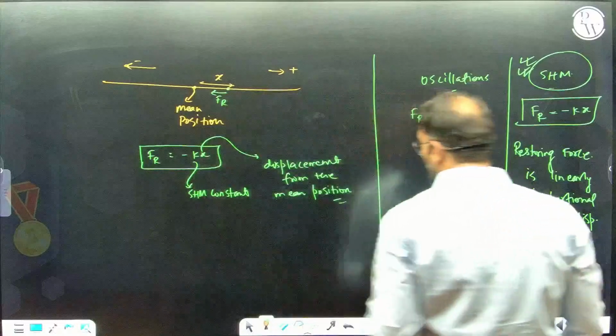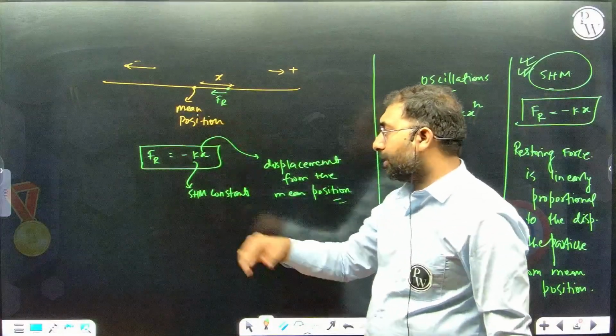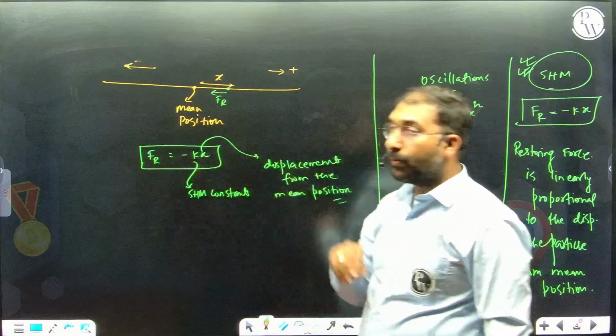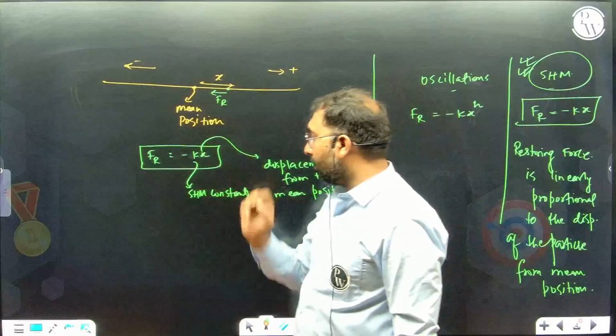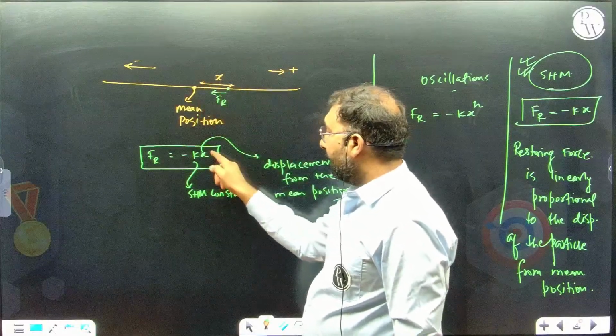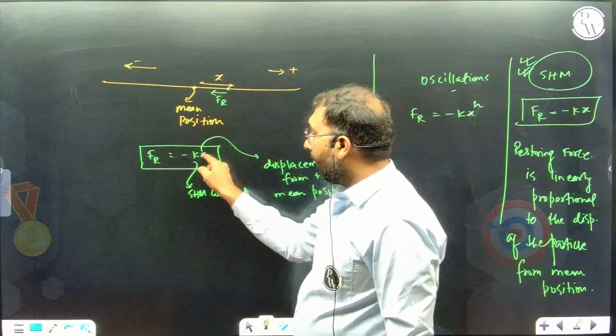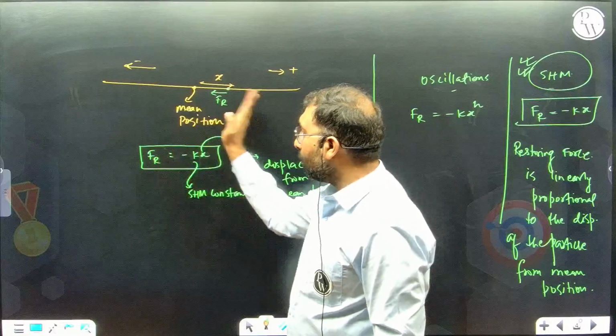Now we have got that whenever a particle is performing SHM, the restoring force should be linearly proportional to the displacement of the particle from the mean position. From this equation you can see that when the particle is displaced toward the right-hand side, the value of x will be positive, and the negative sign is already there. So the direction of force will be toward the negative side.